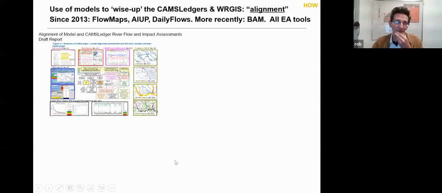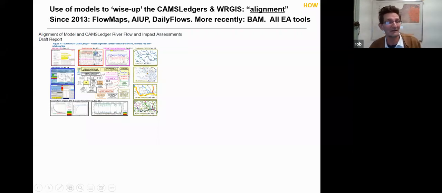So it's important that we use these models that have been developed to wise up some of the other Environment Agency tools like the CAMS ledgers and the Water Resources GIS, because if you don't do that, then you end up with decisions about WINEP priorities and everything being based on a calculation platform that hasn't got the benefit of these models that you've got.